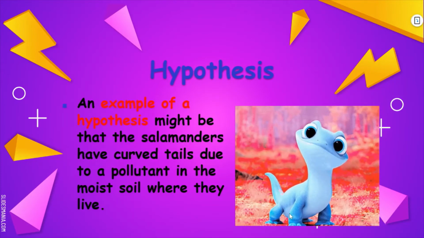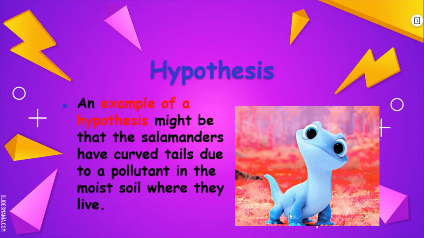Right, so an example of a hypothesis about the salamanders might be that the salamanders have curved tails due to a pollutant in the moist soil where they live. This hypothesis is based on some information, like, for example, salamanders' skin is very sensitive, and whenever their environment is polluted, they are very quick to be affected by it. Or maybe the salamanders are near a plastic factory or some factory that makes toxic chemicals.